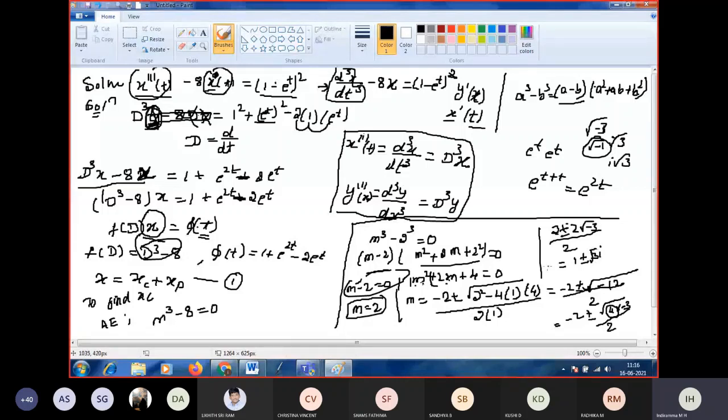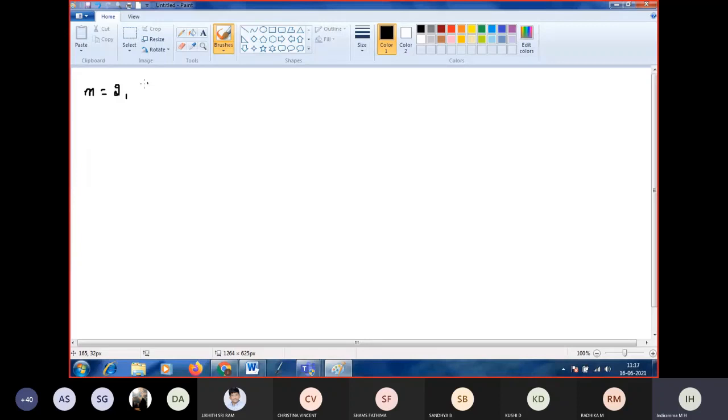So these are the values for m. We got 3 values: m is equal to 2, and m is equal to 1 plus root 3 i and 1 minus root 3 i. So the first root is 2, and the others are 1 plus or minus i root 3. We got totally 3 roots: a pair of complex roots and one real root. Now we have to find xc instead of yc. Since it is a real separate root, we can write this as c1 e power 2t.